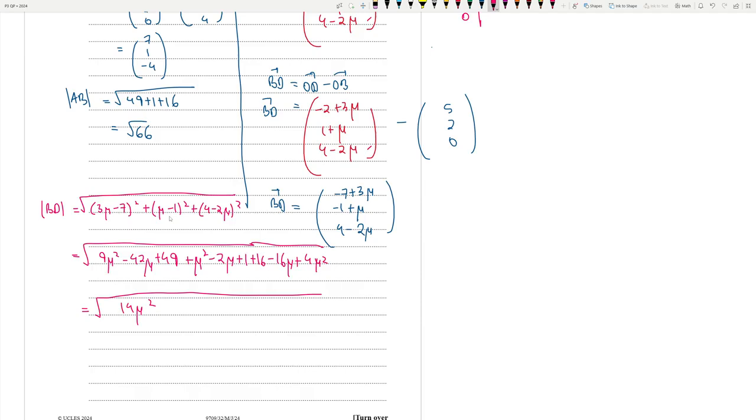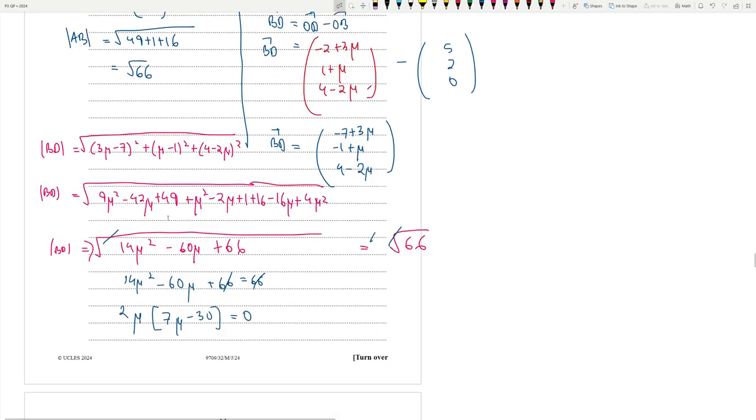Then minus 42 minus 2 minus 16, that's minus 60 mu. And over there it's 49 plus 1 plus 16, which is 66. So this is the absolute value of BD. We know that this is equal to root over 66. So 14 mu square minus 60 mu plus 66 equals 66. Get rid of that, then you get 2 mu, so 7 mu minus 30 is equal to 0.